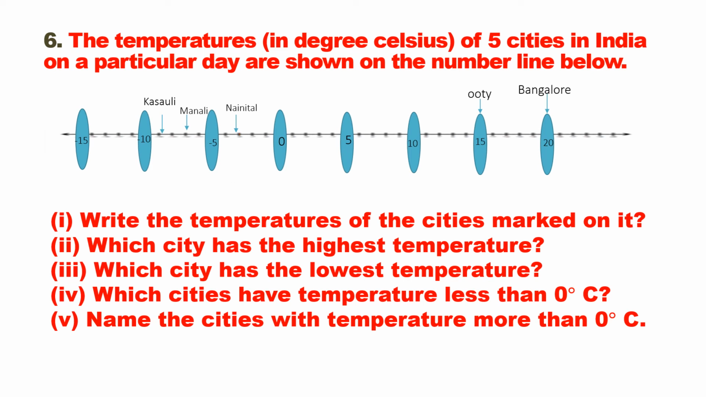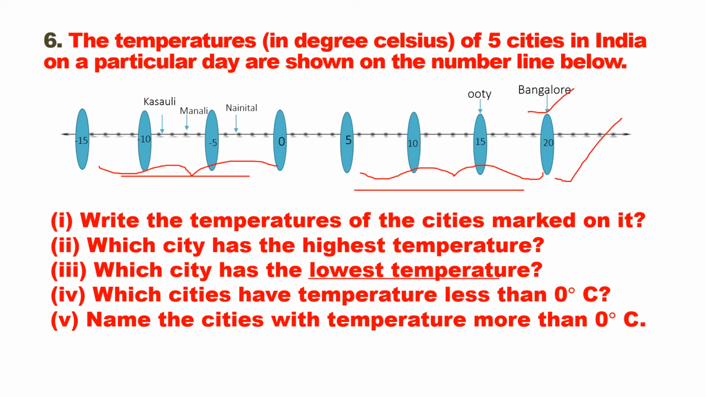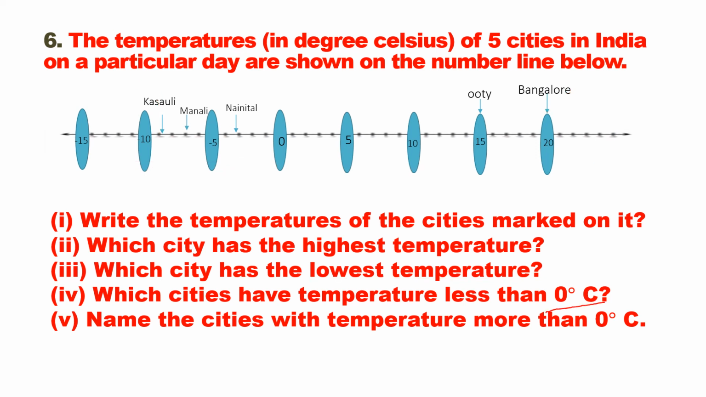Next question is, which city has the highest temperature? Highest means when you compare negative and positive, the highest is always the positive one. Here he gave some negative and some positive. So the highest will always be the positive one, which is of Bangalore. Lowest, I told you, means always the left side one. So this one. Clear? Which cities have temperature less than 0 degrees? Less than 0 means negative numbers. Which cities? These 3 cities. More than 0 means the positive side. So these 2 cities. Clear?